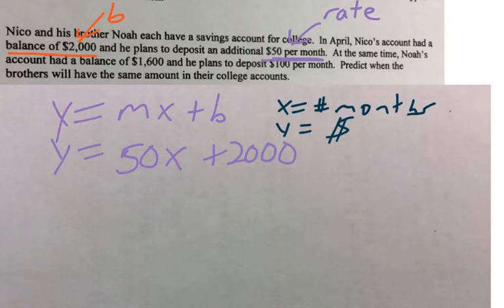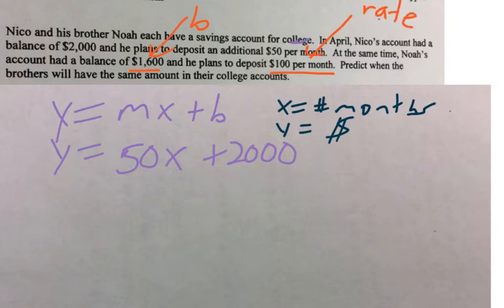All right, let's check out our other equation. Our other equation is, at the same time, Noah's account had a balance of $1,600. That's our B, starting amount. And the rate is $100 per month. That word per tells us that's a rate. So that's our slope. So that's going to be y equals 100x plus 1,600.